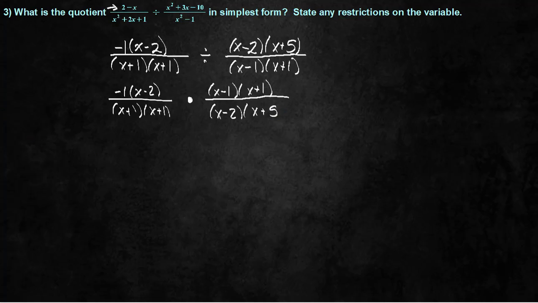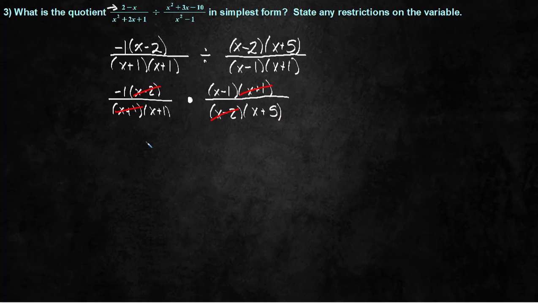And so now I'm going to look and see what can cancel. The first thing I see that can cancel is I have an x plus 1 and an x plus 1. The next thing I'm going to see that can cancel is this x minus 2 and x minus 2. Now, what I have left is I have an x minus 1, and there isn't one in the denominator. I have a -1, there isn't one in the denominator. I have x plus 1 and x plus 5, and there's not one in the numerator for each of those things.